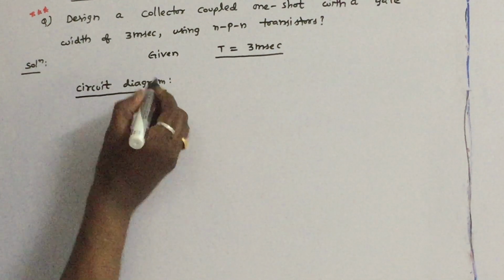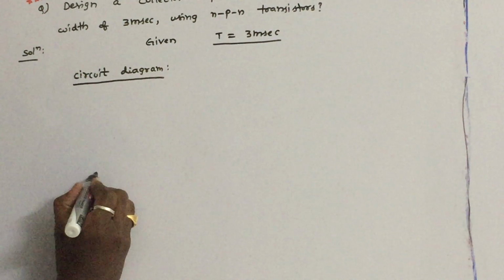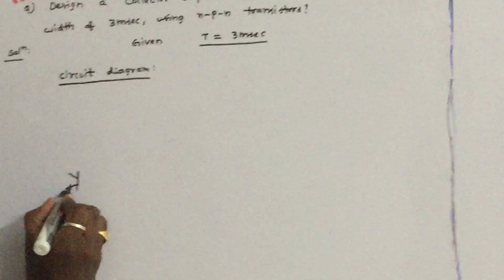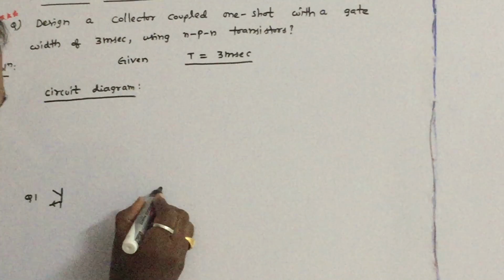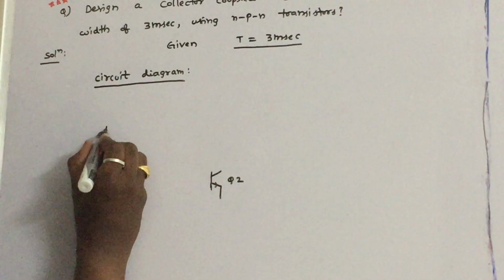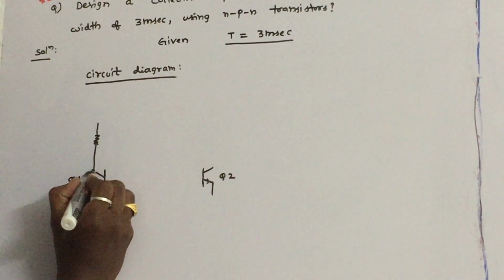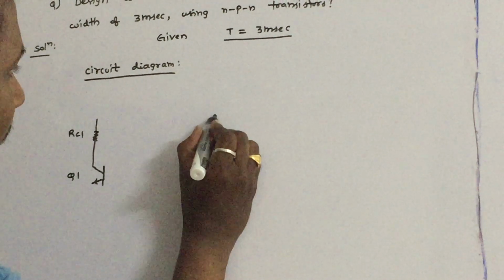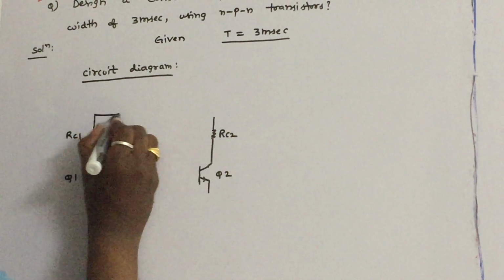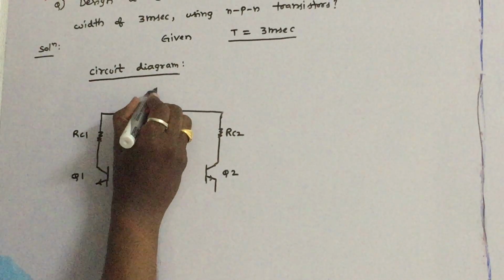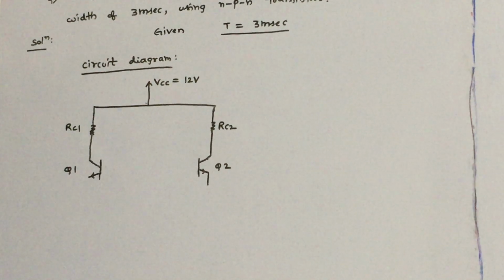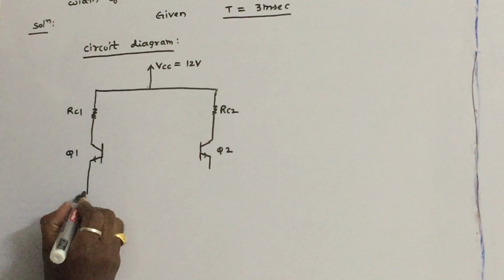Remember that the design process is the same for all problems. So let us take two identical transistors Q1 and Q2. Let us take two resistors, say RC1, RC2. So let us connect the power supply VCC. Let us assume it as plus 12 volts. So let us ground the emitters.